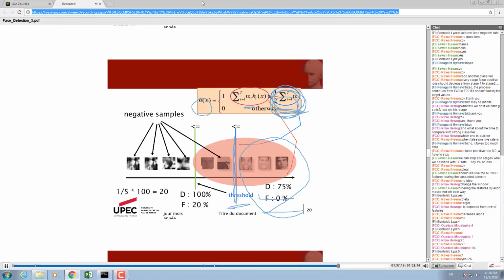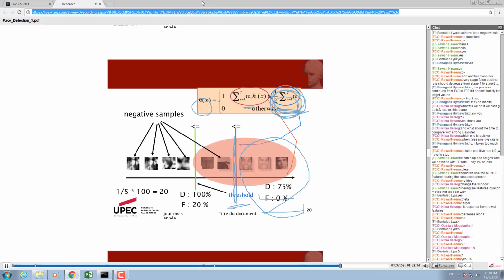So first of all, in the first step, our target is to satisfy these 2 numbers. Let's say we are now at stage 2. Then the target detection rate is 99%, and the target false positive rate is 25%. So the false positive rate is already satisfied. Oh, good, 0% is much better. But the detection rate is too small. It should be higher, it should go to 99%.